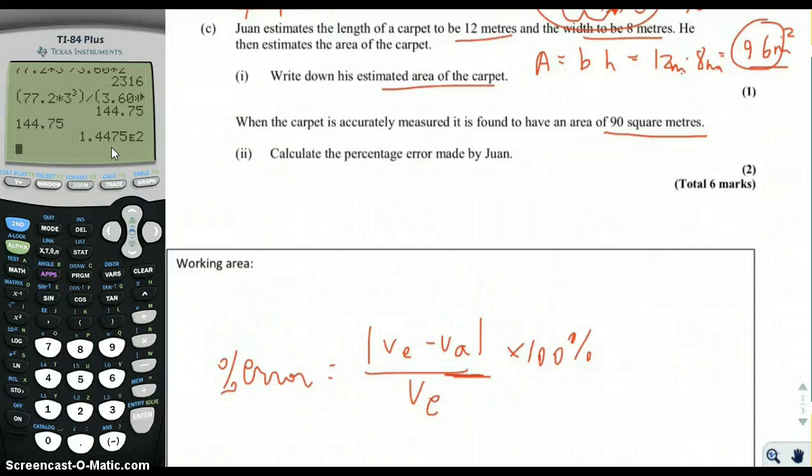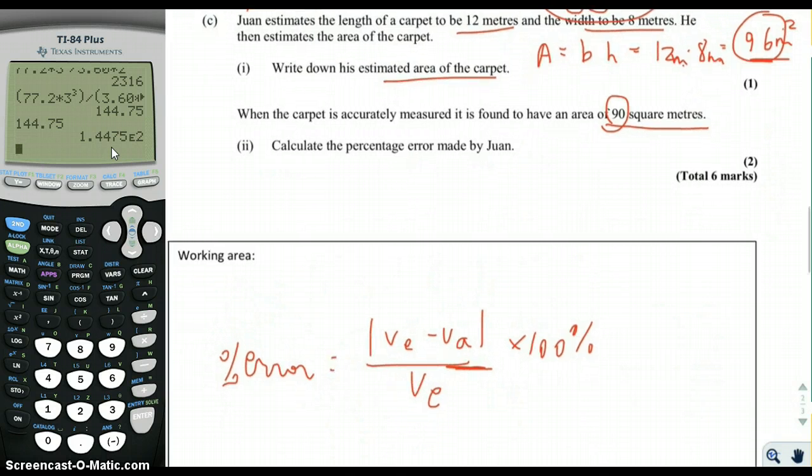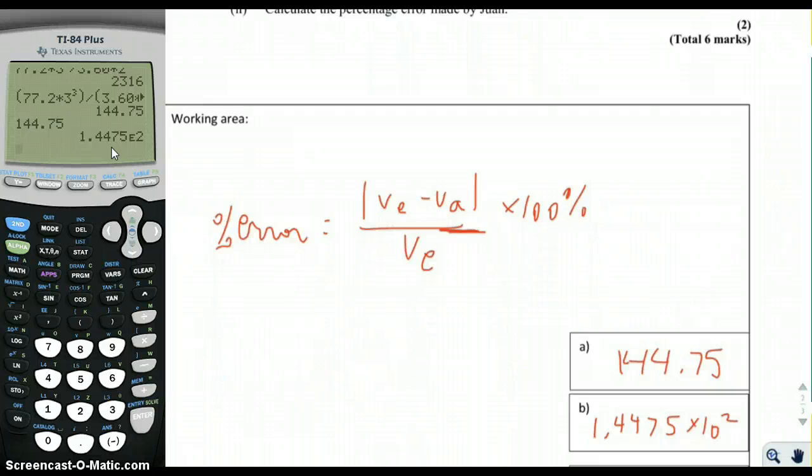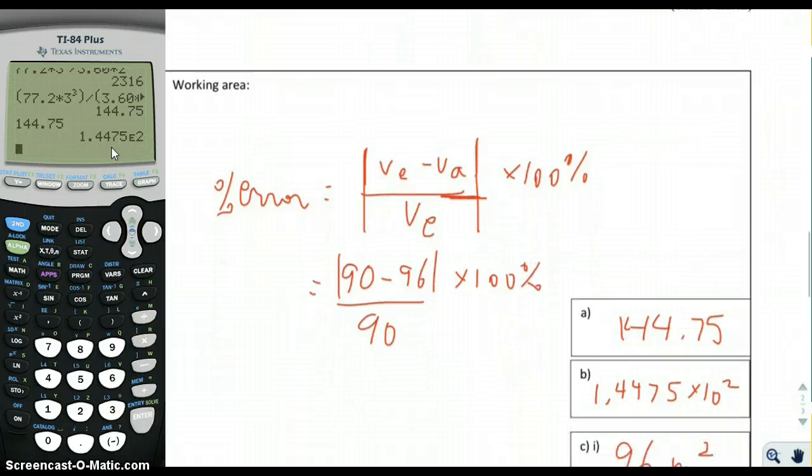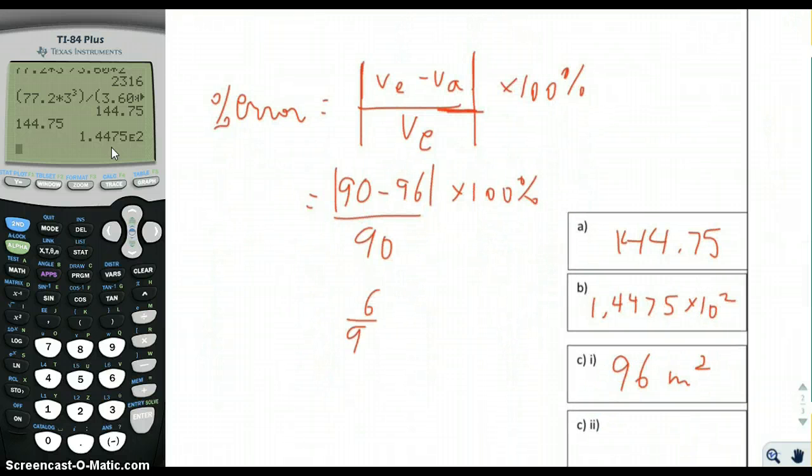Okay, when the carpet is actually measured, it has 90, and you're going to compare that to the approximate measurement of 96. Now we're going to calculate the percentage error. So we have 90 is the exact, so we put 90 on the top, 90 on the bottom, and then we subtract 96. And remember, we have an absolute value. The absolute value could be over the whole thing or just the top because only the top has a chance of being negative, and then you multiply times 100%. So we end up with 6 divided by 90, not negative 6 because the absolute value gets rid of the negative, right? Times 100%.